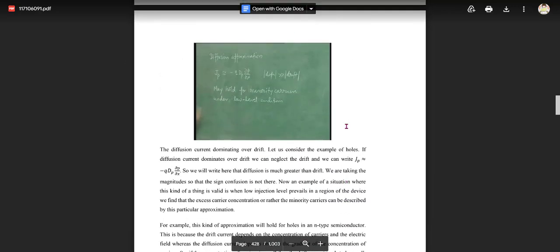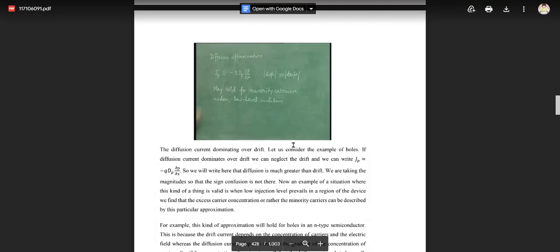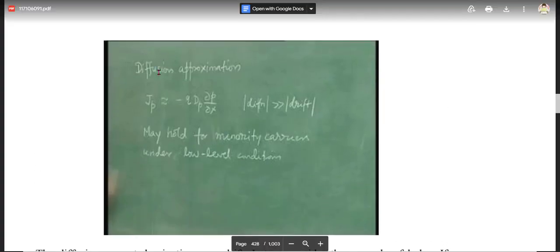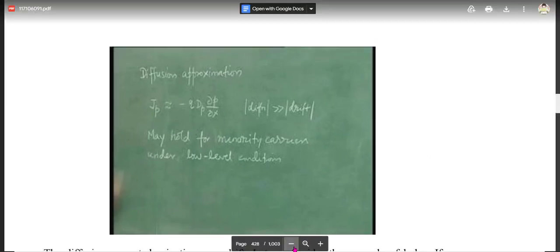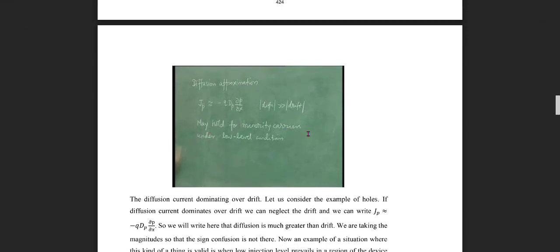That much detail we don't want, but again if you have time you should go over everything. If you don't have time, just see what conclusions he is drawing. For example, this diffusion current expression, which is what comes in GATE. This expression is his conclusion, but where it holds? It is written that it may hold for minority carriers under low level condition. So these are the things you want to know.